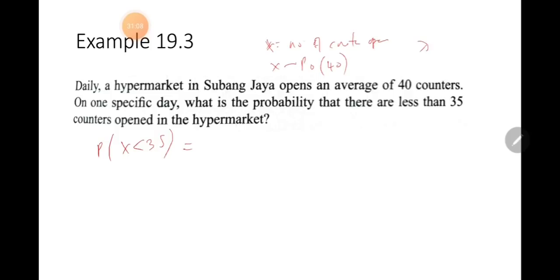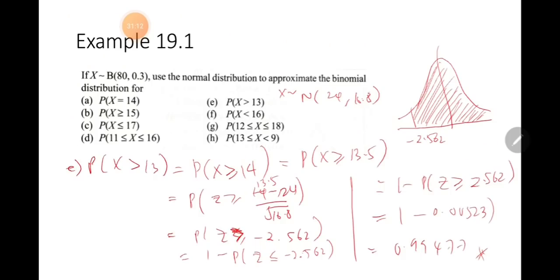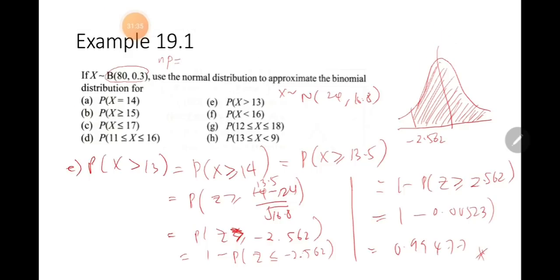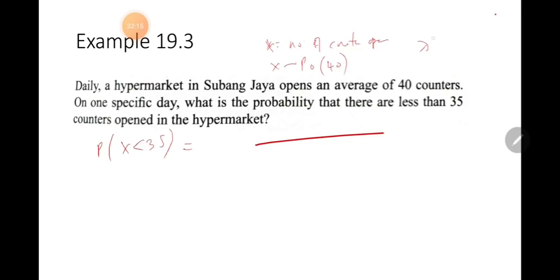Oh yes, just now, we need to check the condition. Your NP is how much? Okay, so your NP earlier is 24. Okay, 24 is greater than 5, so that's fine. P must be in between 0.1 to 0.9. Okay, so this is fine as well. So that's why we can use the approximation. So here, since your lambda is greater than 30, we can use the normal approximation. Okay, but before that, you want X less than 35. This is X less or equal than 34 actually.